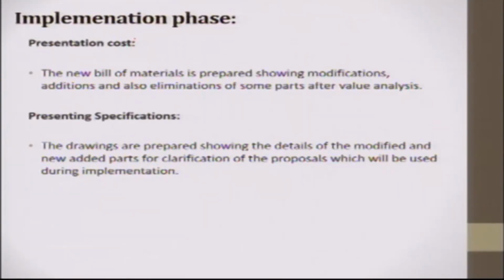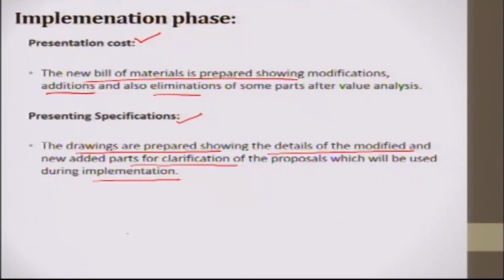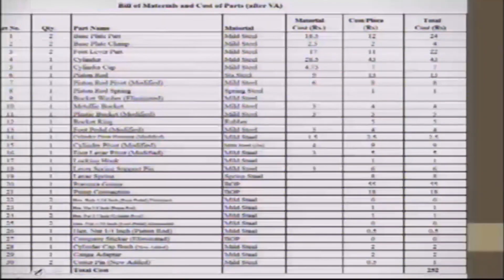Next is presentation of cost. The new bill of material is made showing the changes, modification, additions, elimination, presenting specifications, new drawings are made, the exploded view or the teardown way is again presented. So this is our new cost of the parts with bill of materials. So this total cost here is rupees 252. Earlier the cost was more than rupees 300. So in this case, certain modifications are made.